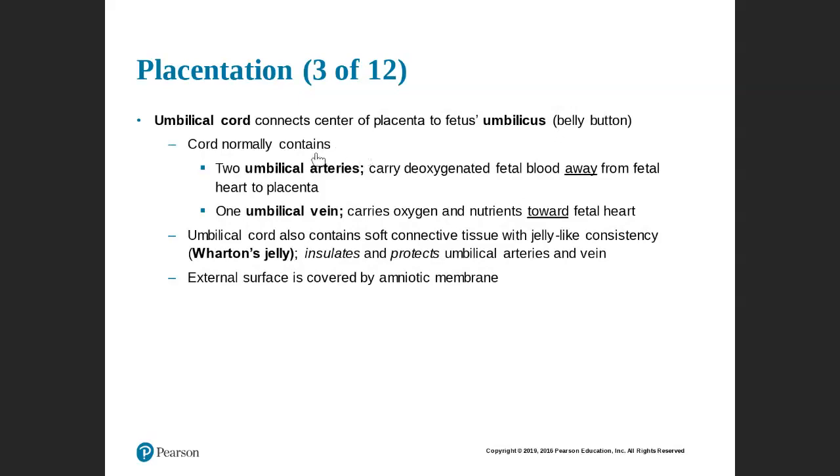So the umbilical cord connects the center of the placenta to the fetal umbilicus or belly button. The cord normally contains the 2 umbilical arteries, which, as we know, carry deoxygenated blood away from the fetal heart to the placenta. Now, these will be on the final exam, okay? And you'll have one umbilical vein which carries oxygen and nutrients toward the fetal heart.